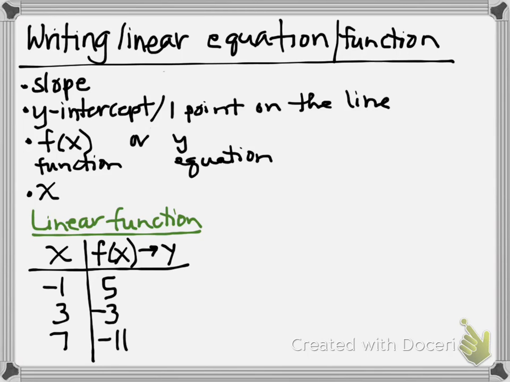So let's see if anybody could get this one. This is kind of a tough question. It's hard to figure out how to say it properly without just giving it away. All right, you guys told me to write a linear equation or linear function. I need to know slope. I need to know a y-intercept or point on the line. I need to have a y or an f of x in it, and I need to have an x.